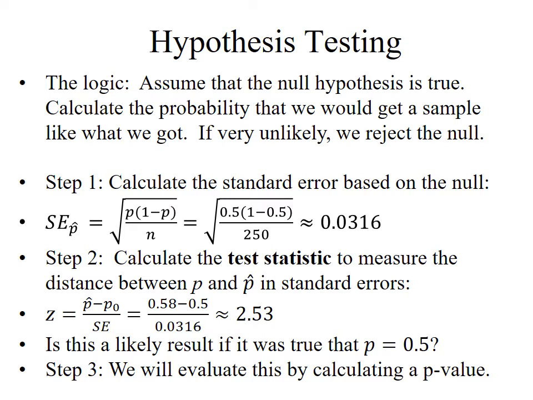Step 1 is we need to calculate the standard error based on the null hypothesis. Remember, the essential logic of this is step 1 is assume the null hypothesis is true. So the null hypothesis is that it's 0.5. So we calculate our standard error. That's going to be the square root of 0.5 times 1 minus 0.5 divided by 250. We take the square root of the whole thing and we get 0.0316.